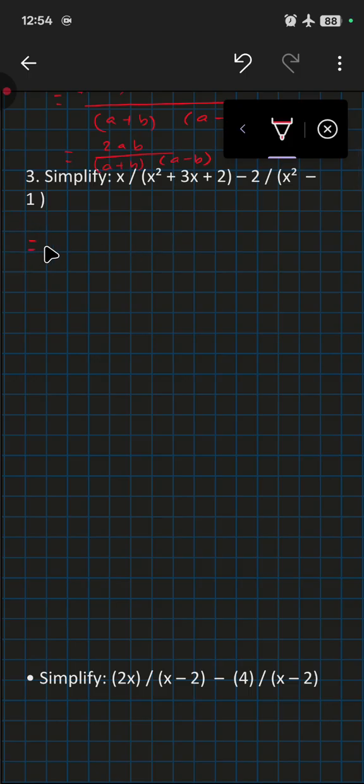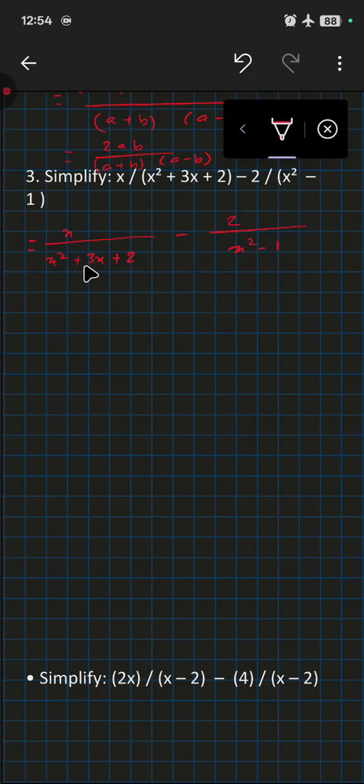The question is x over x square plus 3x plus 2. In the denominator we have 3 terms given, minus 2 over x square minus 1.